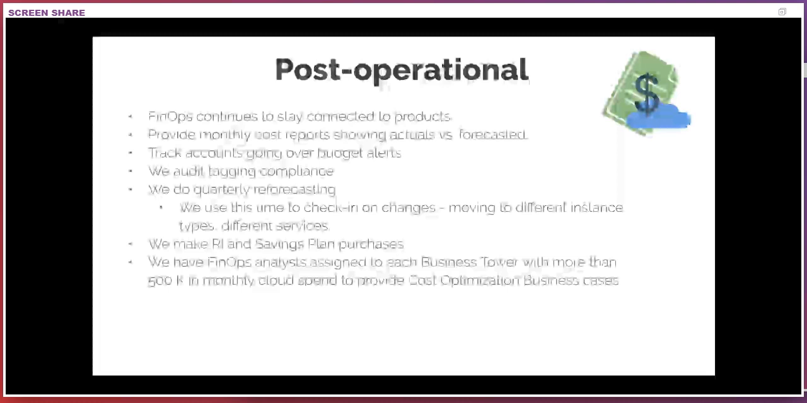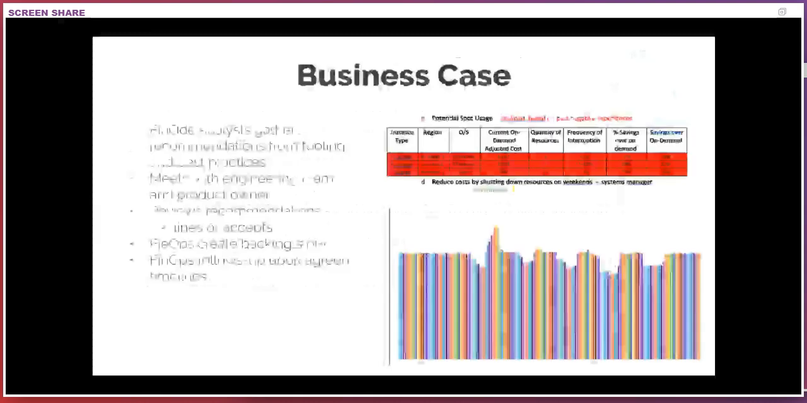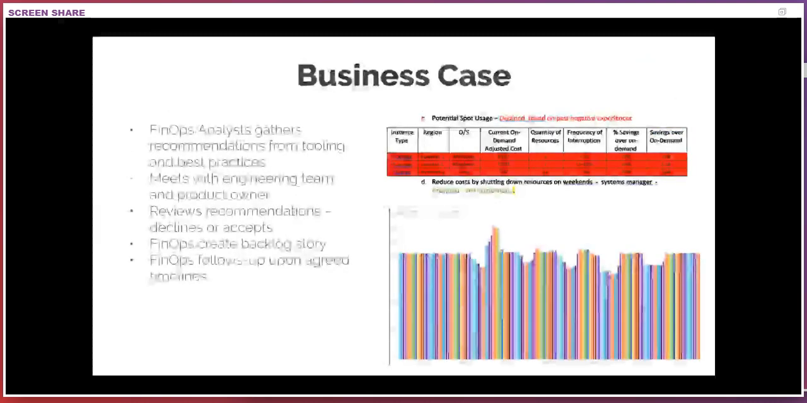So here's an example of a business case that we provide. The analyst is gathering all of this information from various tools. We're meeting with engineering and product teams and sitting down and looking at the recommendations. We're allowing them to have the opportunity to decline a recommendation or opt in to a recommendation. If they opt into it, we typically ask, like, when are you going to be able to do this? Let's get it on your backlog story. And then we'll follow up with them on the agreed upon timeline.